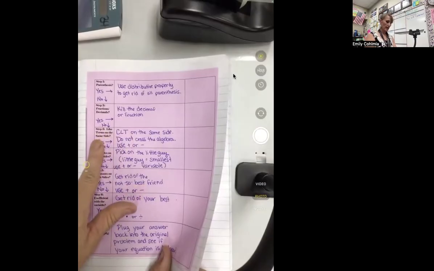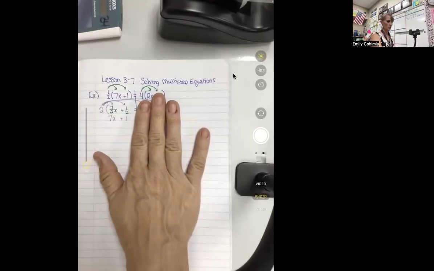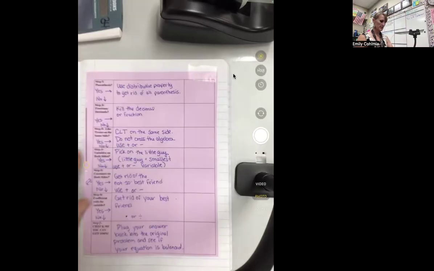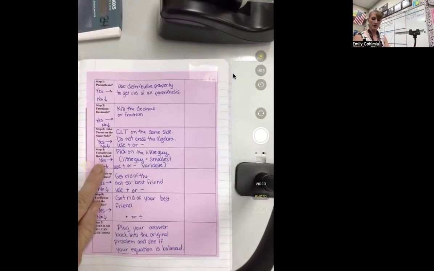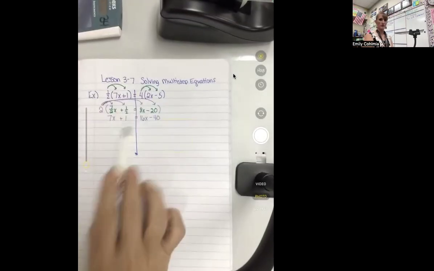So next, do we have to combine like terms on each side? So do I have any like terms here? No, I do not. So we can skip that step. Do I have any like terms here? No, I do not. So we can skip step 3. So no, we're going to move on to the next step. The next step is variables on both sides. Well, yes, we do have variables on both sides.